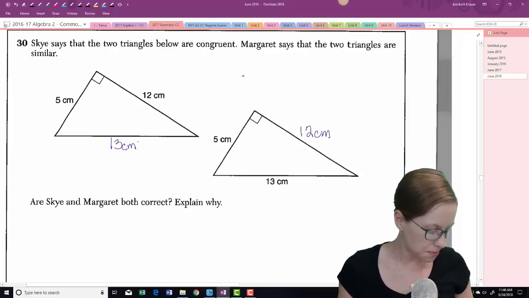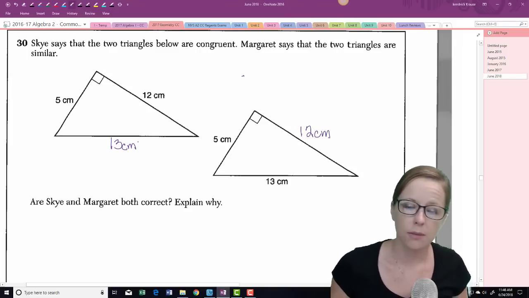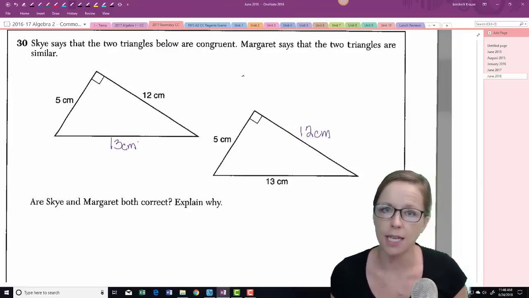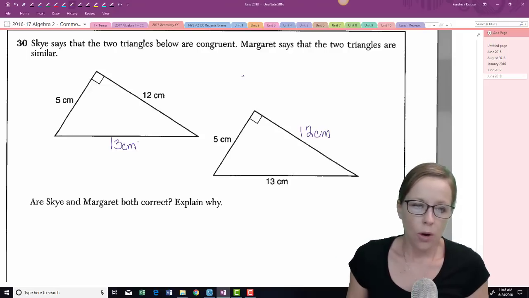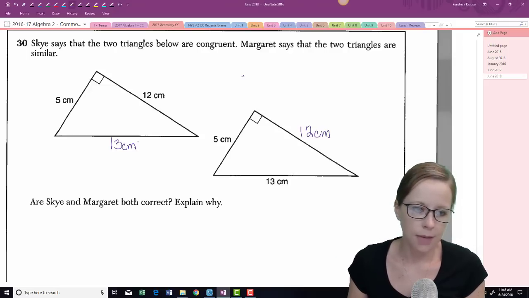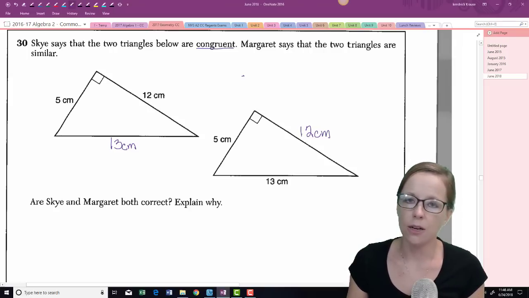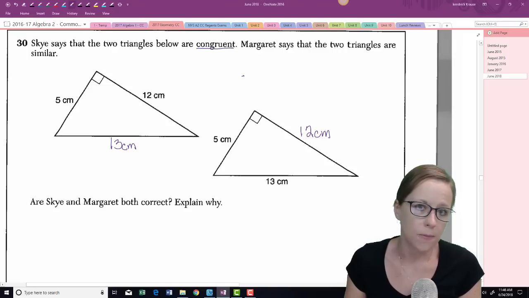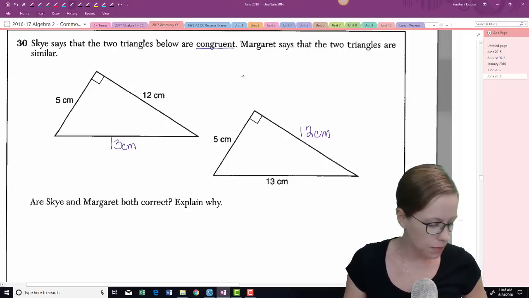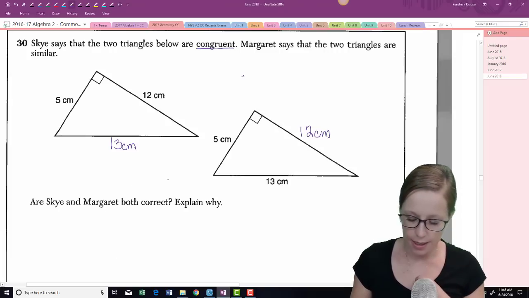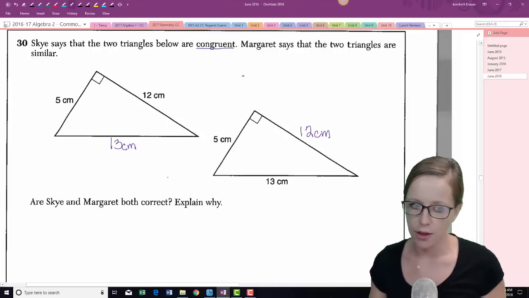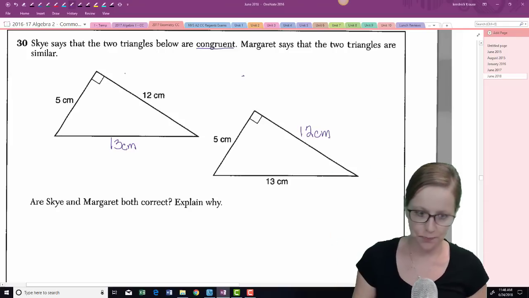So these two triangles are congruent because they have the same sides, right? Side, side, side. Or they are hypotenuse, leg, whatever you want to do there. So Sky says they're congruent. He's right. All congruent triangles have congruent angles, so angle, angle, similarity as well. So they're actually both correct. So what I would say here is say all the things. Be very thorough.